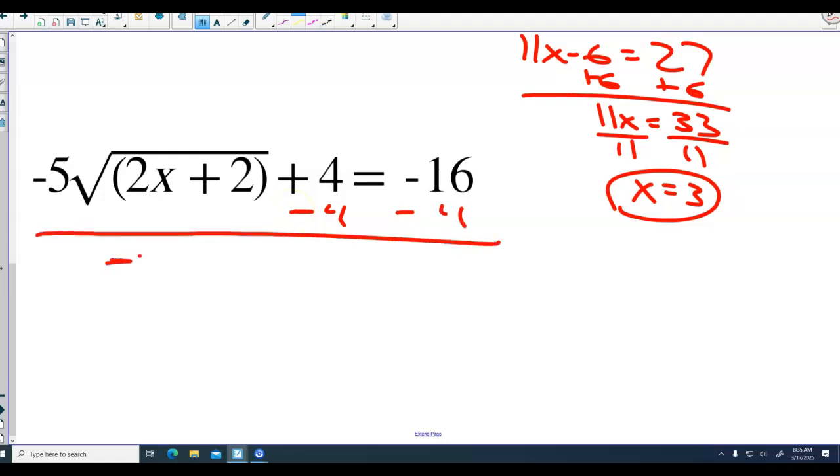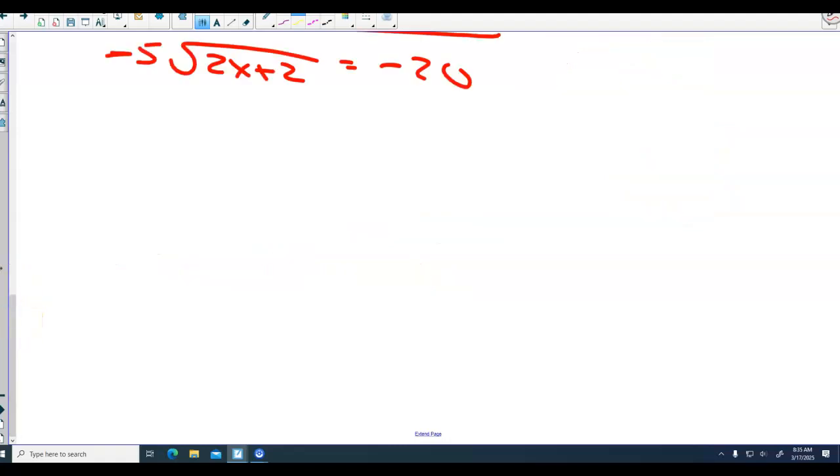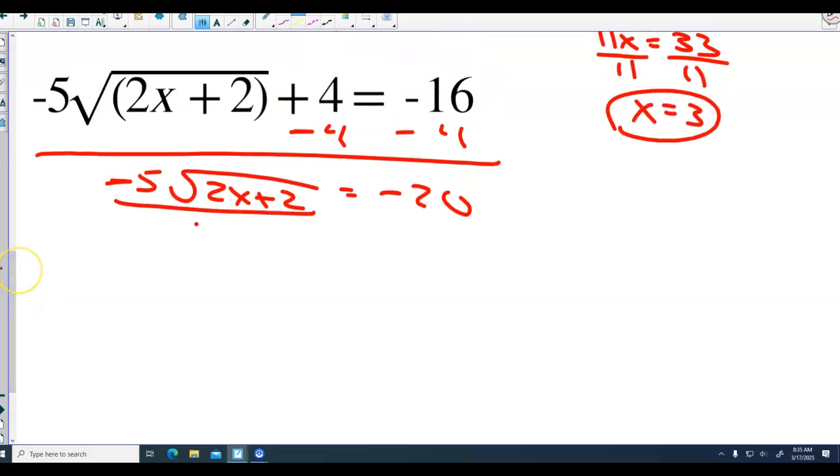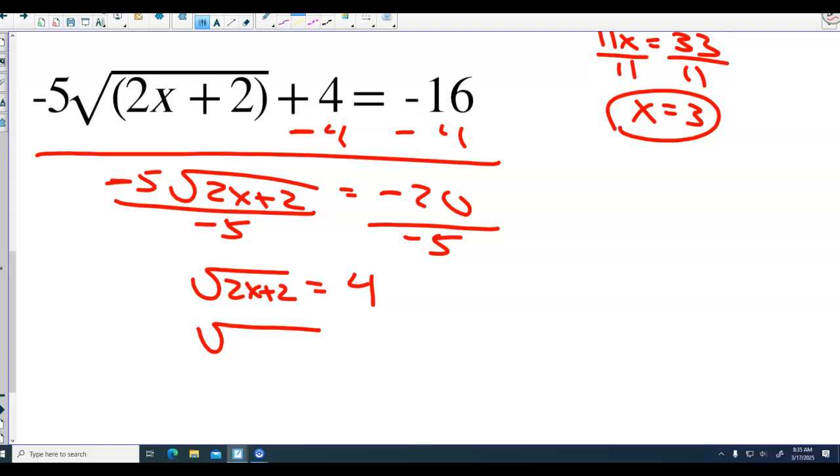Now, please keep this in mind. If we're solving for x, x has to be a real number. A radical cannot equal a negative if your answer is going to be a real number. So right now, we have a negative where it's equal to. But when I divide by the negative 5, that makes it positive. That's what allows us to do this. Okay. We're going to square both sides.